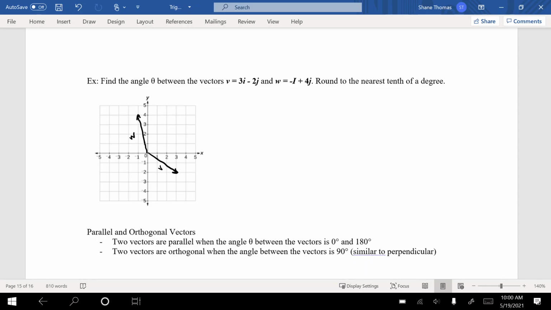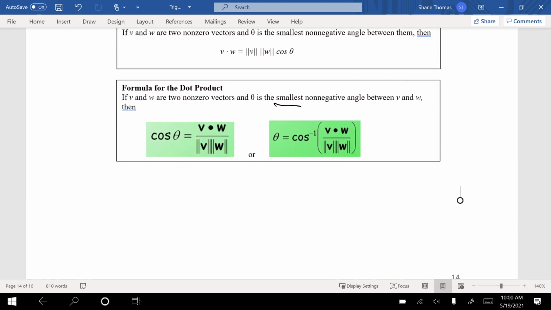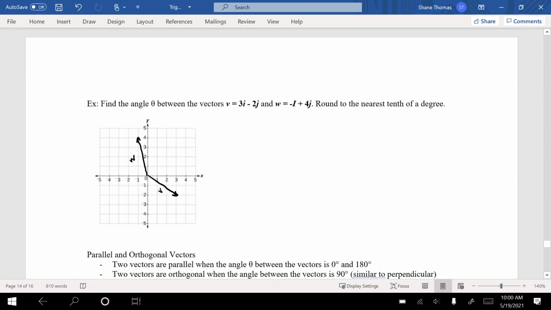Now, take notice here too, it says that this is the smallest non-negative angle, correct? So when I look at this one, this is the angle I'm talking about, because this is smaller than this. See what I mean? If I wanted to find the other one, I just subtract it from 360. But the smallest way between those two is this angle right here. So that's the angle I'm going to be looking for. Call that theta.